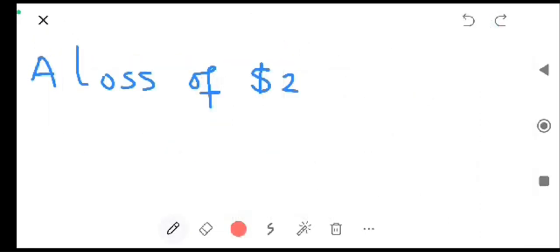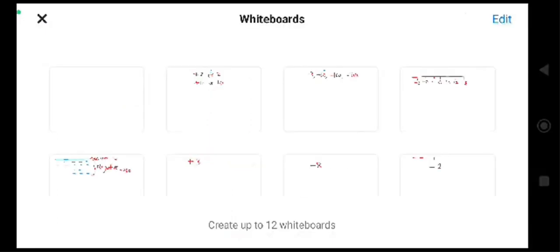Let's look at more statements. A loss of $2. The word loss talks about the negative integer. So because of that word loss, I will first of all write minus. This 2 that is here, I will write it beside the minus. So a loss of $2 is the same thing as minus 2.